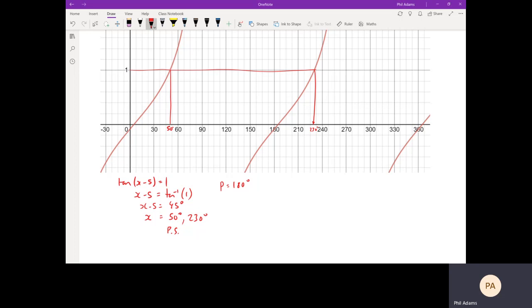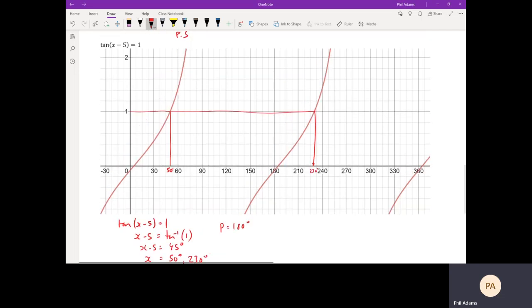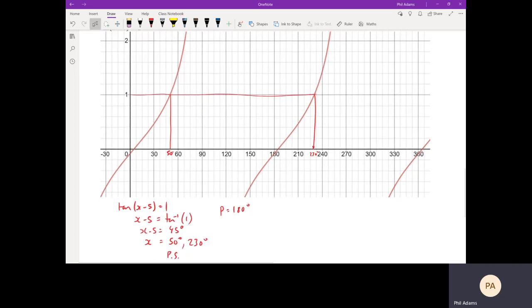Now there are general solutions which we will look at in a later video, which can save you having to try and visualize these graphs. But for now, we're just going to try and solve them by finding the principal solution and then either sketching or just using our knowledge of the graphs.